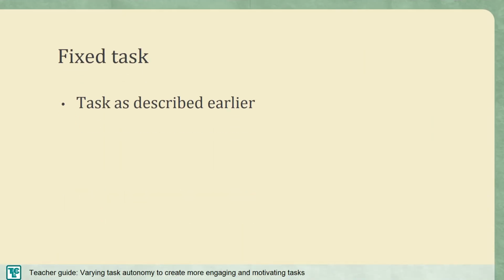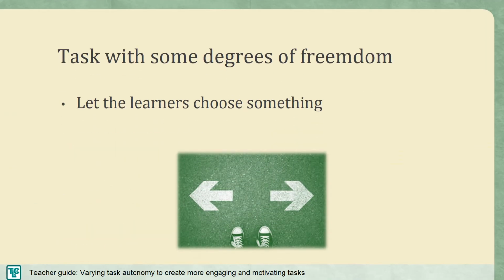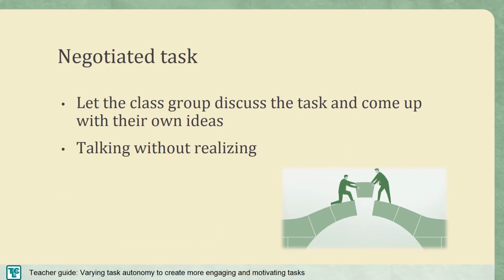Coming back to the different degrees of autonomy then. When executing the task as described earlier, you are giving the learners a fixed task. You designed the entire task yourself and they simply have to execute it, without really having any choice. You can also adapt this task to make it a task with some degrees of freedom. You can let the learners choose their own painting, for example, so that they know the description they will be giving will be within their competences. Or you can let them choose the means of describing the picture, so for example an oral description or a written description.